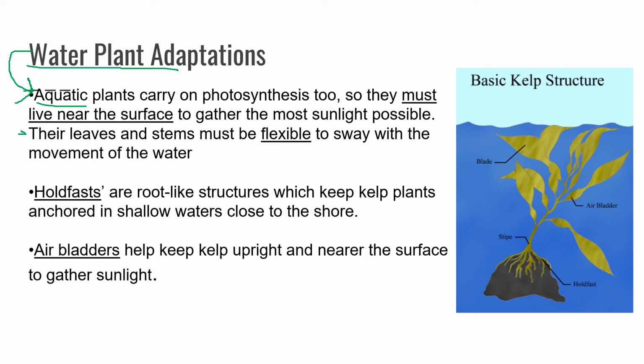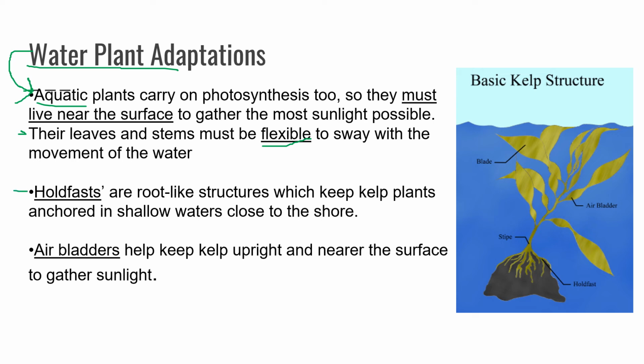Their leaves and stems must be flexible to sway with the movement of the water. If you think about either seaweed or kelp or anything that you see floating in the ocean, you know that the movement of the waves causes the plants to sway back and forth. Well, if the plant were a typical plant, that would cause damage to the stem, the structure, and eventually it would probably snap the plant. But aquatic plants, water plants, are actually adapted to be able to move and flow with the sway of the water.